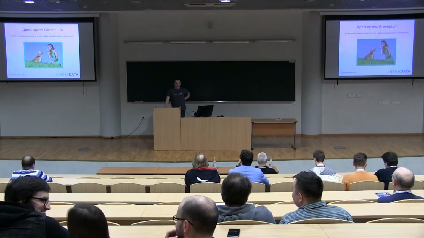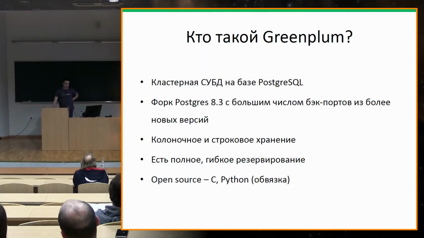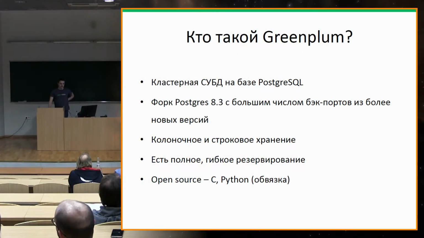And I will tell you what Greenplum is if you don't know what it is. It's a cluster DBMS. It is based on Postgres. It's a sharding Postgres. The basis of it is Postgres 8.3. It's quite an old version, but it also uses new features from new PostgreSQL versions.